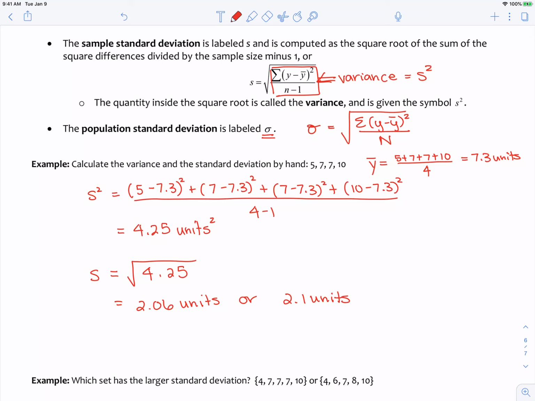Okay, so a couple of extra comments here. First of all, I'm taking my variance to 2 decimal places. And that's because we don't want to over round ahead of time. We want our final standard deviation calculation to go to 1 decimal place. So for any intermediate steps, you want to take more than that number of decimal places. So 2 or 3 is usually where we want to go.